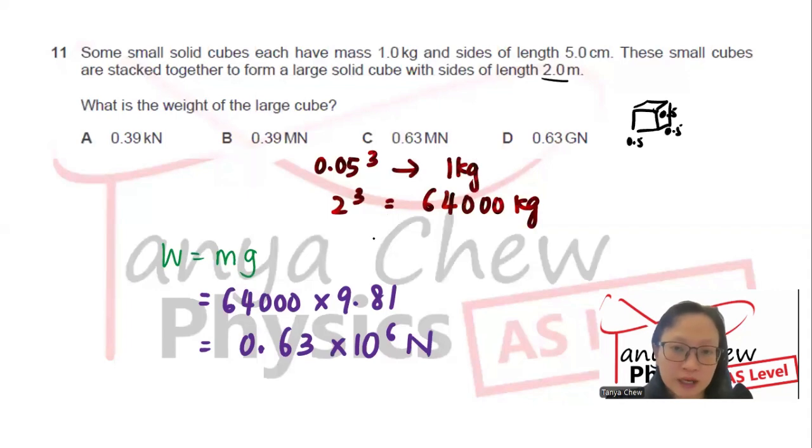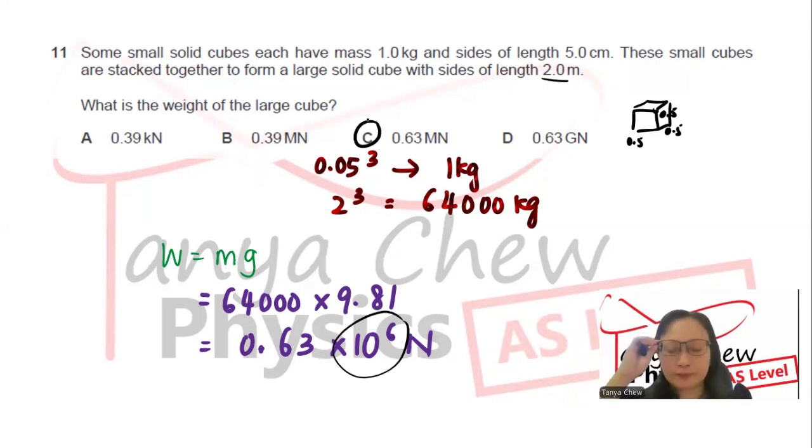So the mass of the large cube will be 64,000 times 9.81, which is 0.63 times 10 to the power of 6 Newton. 10 to the power of 6 represents mega. C is the answer.